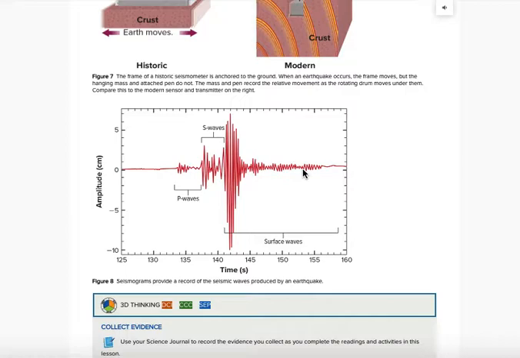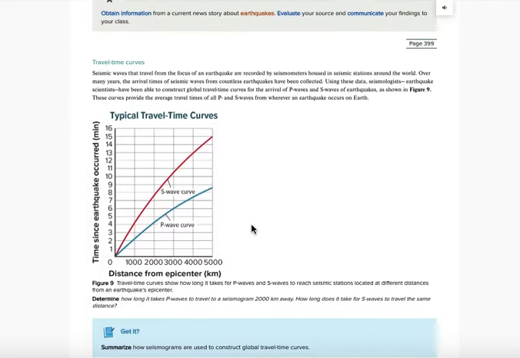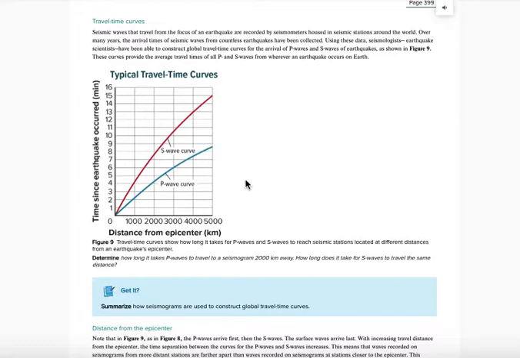So I want to show you something called a time travel curve. And a time travel curve basically graphs the time since the earthquake. So how long it's been since the earthquake occurred, and then the further you are, the distance from the epicenter. And so as you are further away, it actually takes more time for the earthquake to reach you.